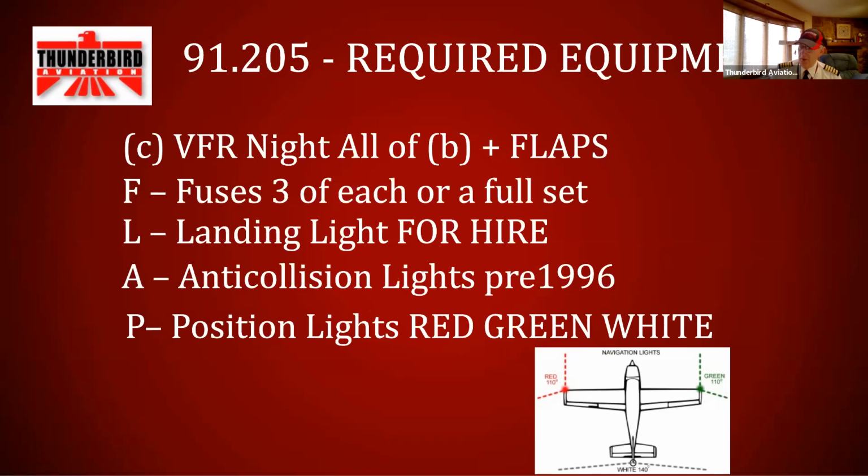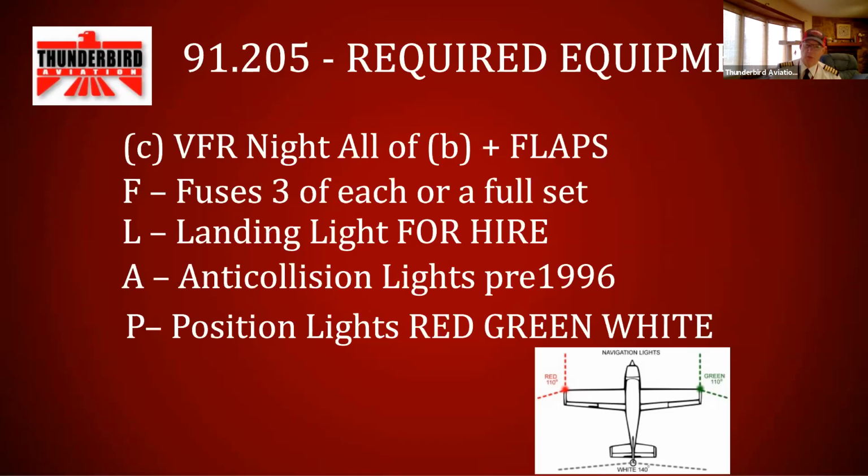Now, some of our airplanes have the red and green lights on the appropriate side and the white lights attached to the same piece on the back of the wingtip. But as you can see, the red light and the green light are shielded, so you can only see them from the side and the front. So that's why they're called position lights.